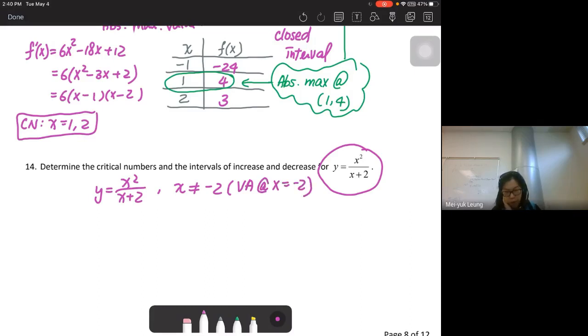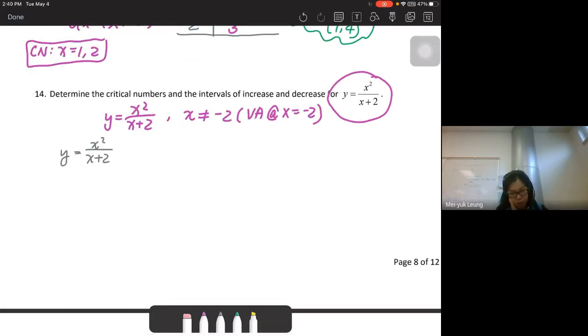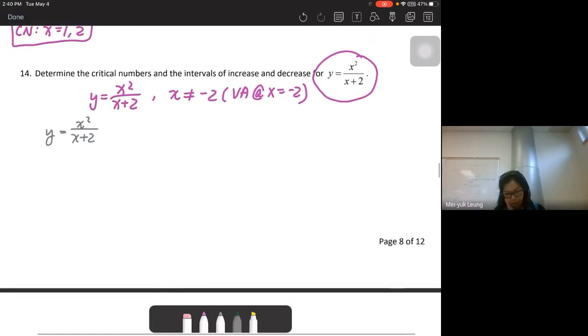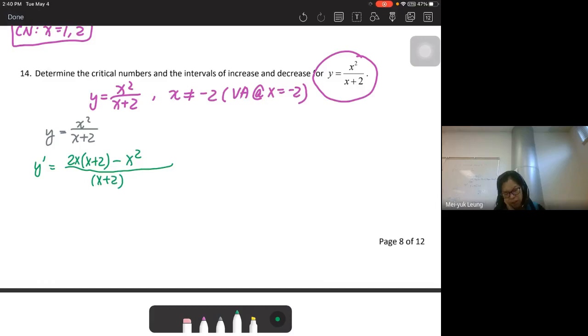All right, now let's find the critical numbers by finding the first derivative. So y equals x squared over x plus 2. Using the quotient rule, y prime equals low d high minus high d low, which is 1, all divided by the low squared, like this. And then simplify it.